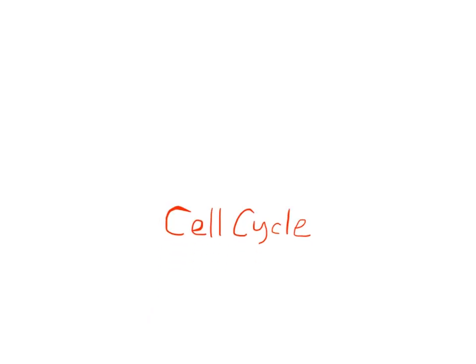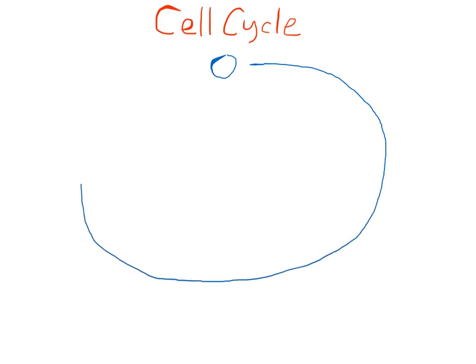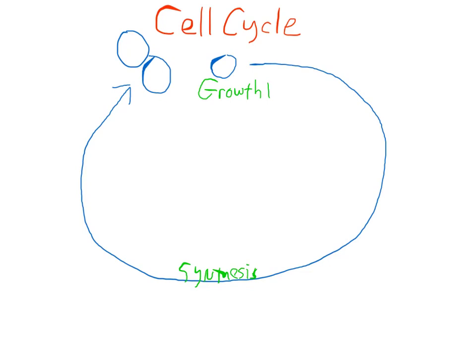All right, let's quickly review the cell cycle. In this diagram, we'll start with our one cell here, and we will go through a cell cycle of 1 to 2 years. And at the end of this process, we will end up with our two clones. Cell cycle begins with growth 1. It then moves into a short synthesis phase, followed by growth 2.